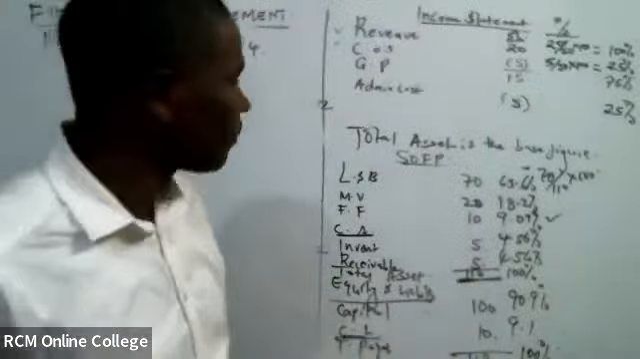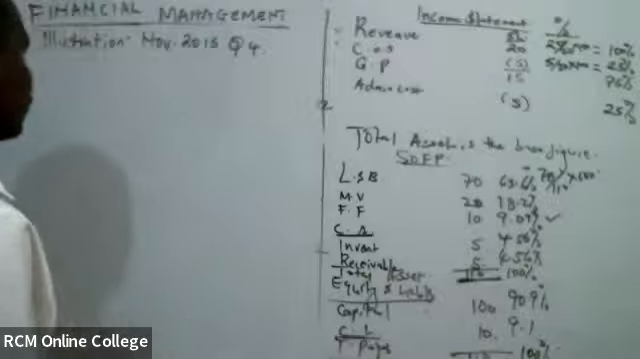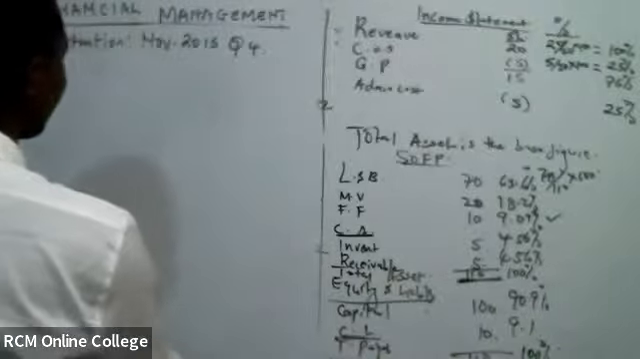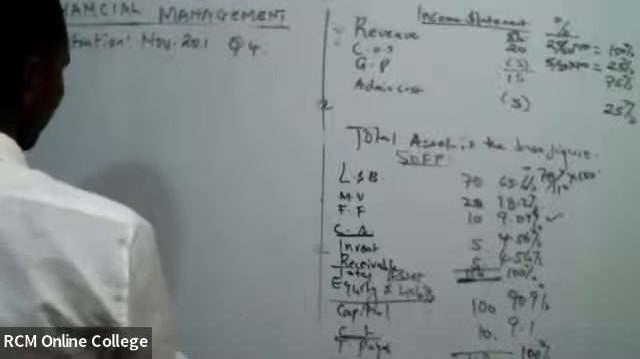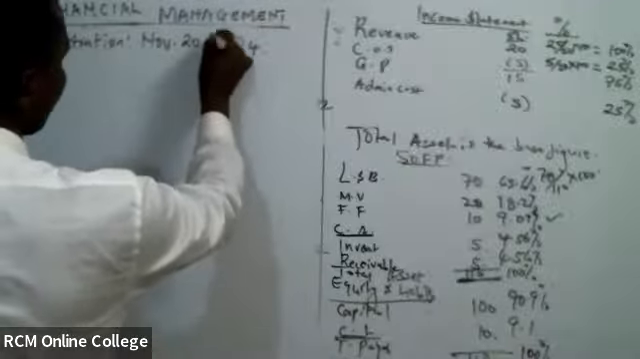date. You said 2018, November 2018. It's 2018. The paper is in the group. The paper is in the group.